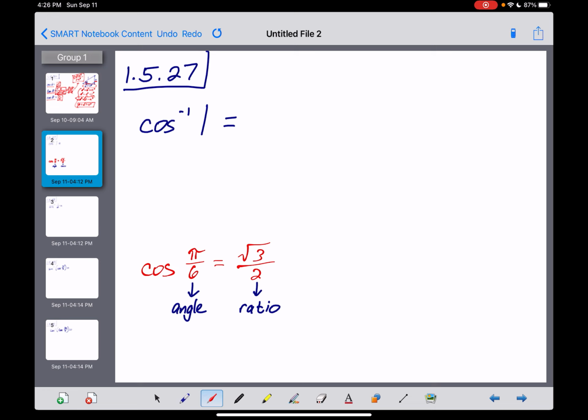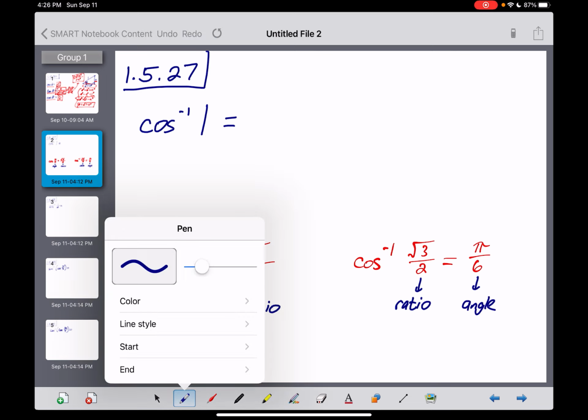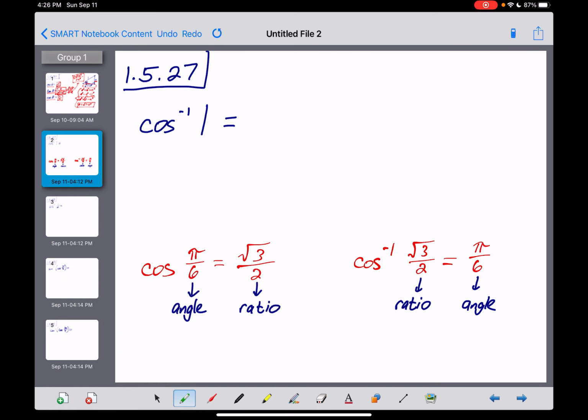Now, if I spun that around a little bit, I could ask you the question, what is the inverse cosine of the square root of 3 over 2? And the answer to that question would be pi over 6. Now, in this case, when we're talking about inverse trig, inverse sine, inverse cosine, or inverse tangent, the number we're taking the inverse cosine of, that is now the ratio, and the answer to an inverse trig problem is the angle.